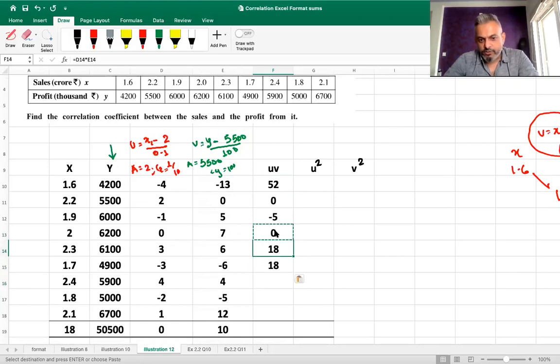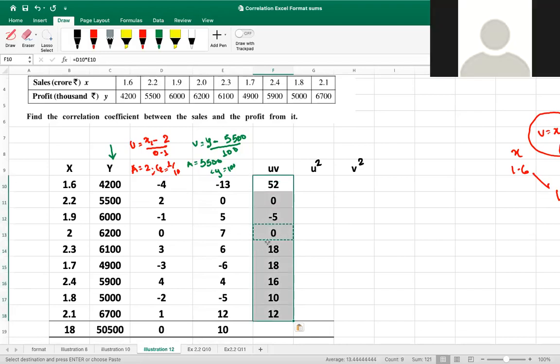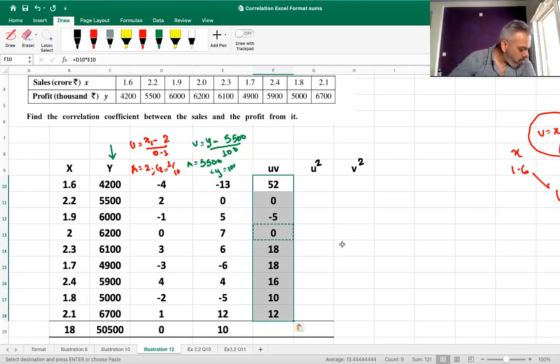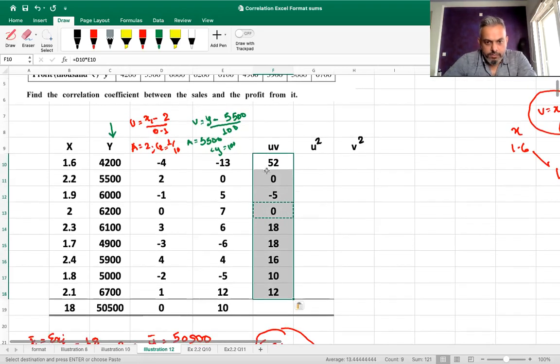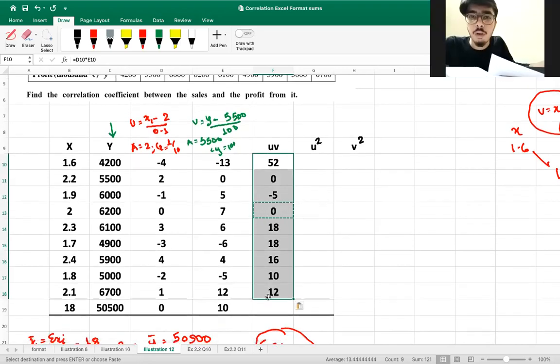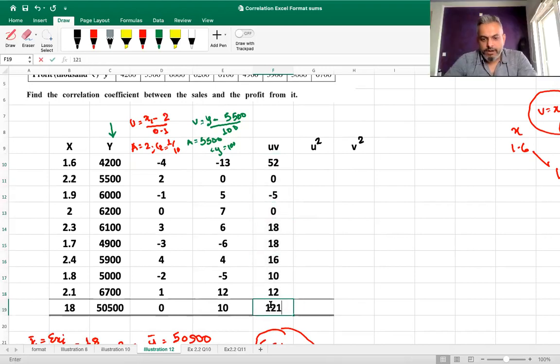Now you can see 3 into 6 positive 18, and minus 3 into minus 6 also 18. 4 fours are 16. Minus 2 into minus 5 is plus 10 and 1 into 12 is 12. Total is 121. 121 is correct. Sigma UV is positive. Okay. U square, now square is always going to be positive, so we don't have to worry.